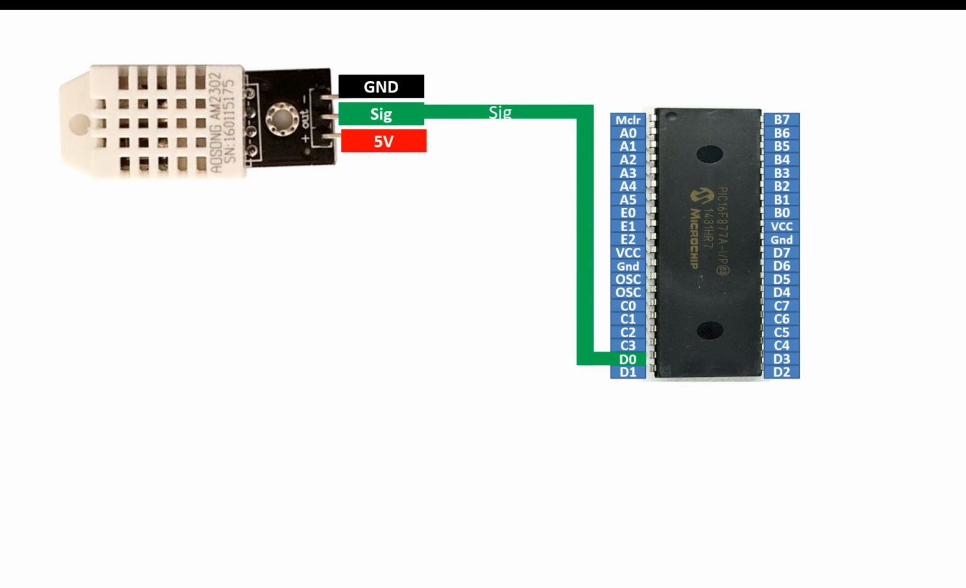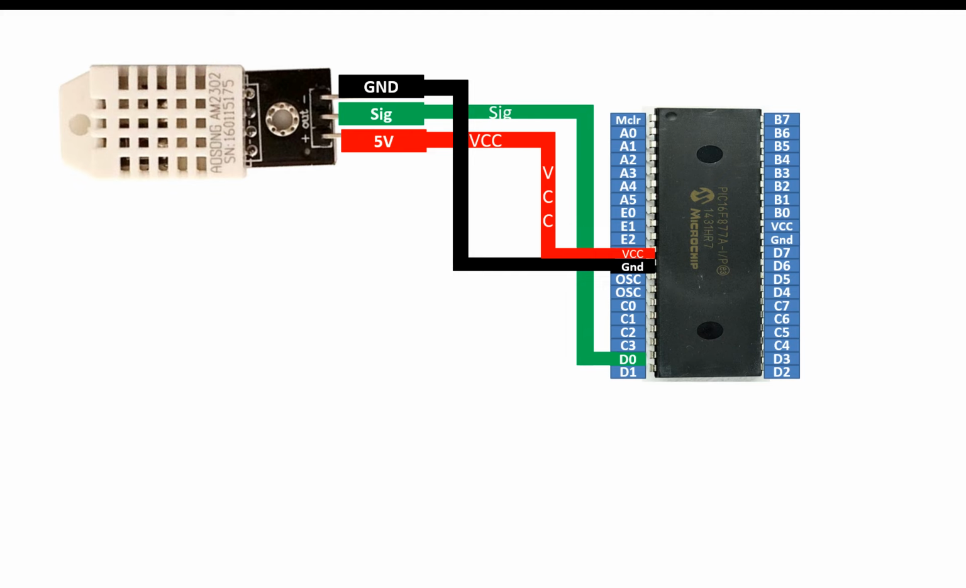You can connect the signal pin to any available digital input output pin of the PIC. I'm going to use pin D0, that is pin number 19. Now for the power pin, connect it to the VCC pin of the PIC. For the ground pin, connect it to the ground pin of the PIC. In this way, this module is connected to your PIC microcontroller.